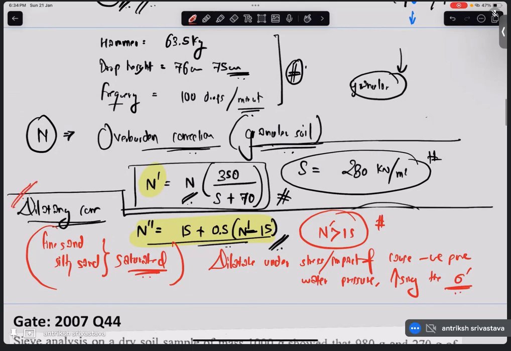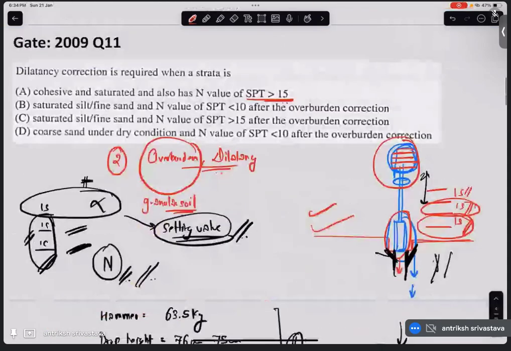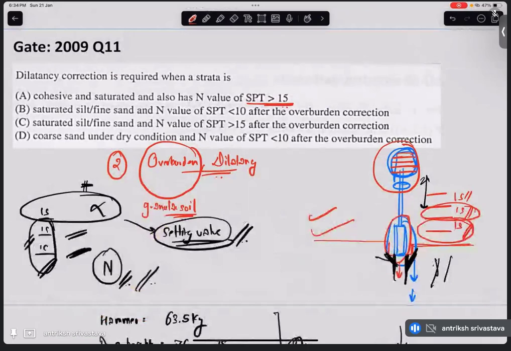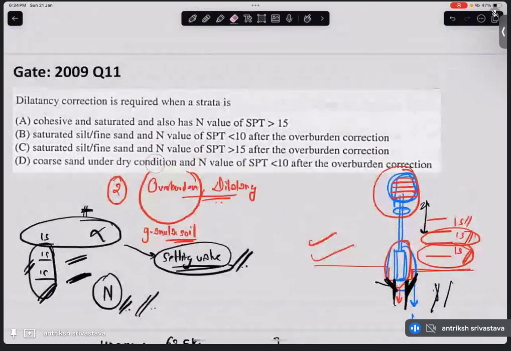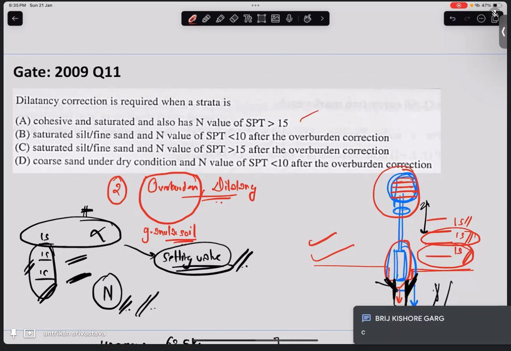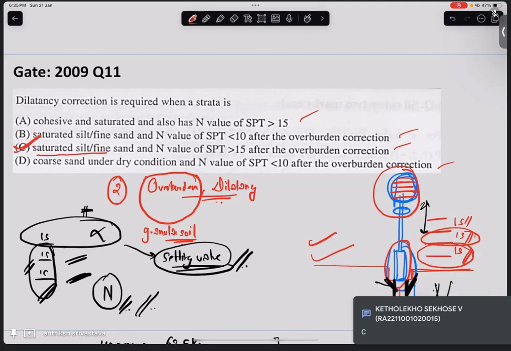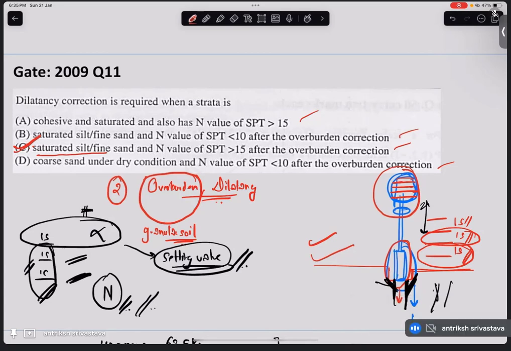I hope most of what I said was recorded or you were able to hear it. Now I want you to answer this question. According to the justification I have given here, what do you think should be the answer? Bridge has already given the answer, but I want you to give A, B, C. Exactly, very good. This C is the answer: saturated silt or fine sand, and SPT value is greater than 15 after overburden correction. Both of you have given the correct answer.